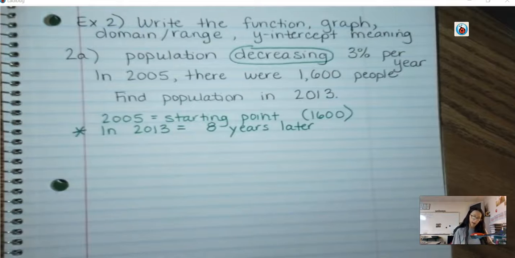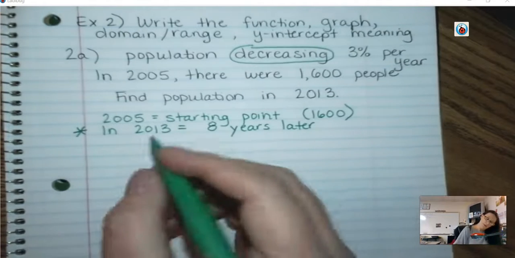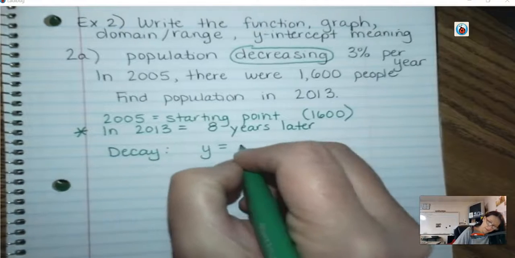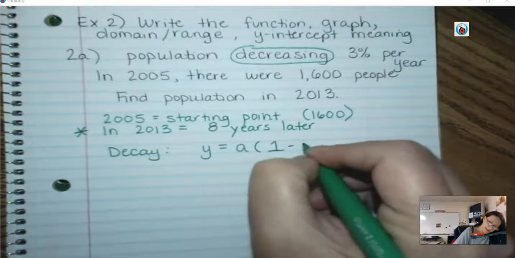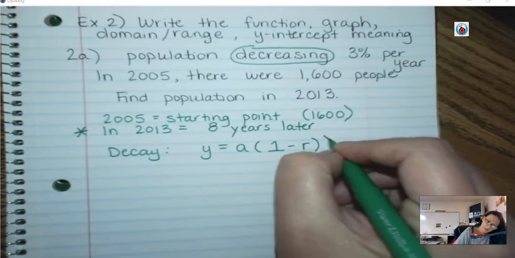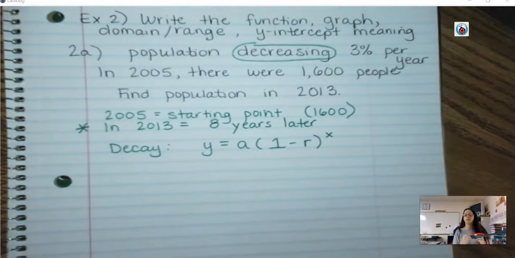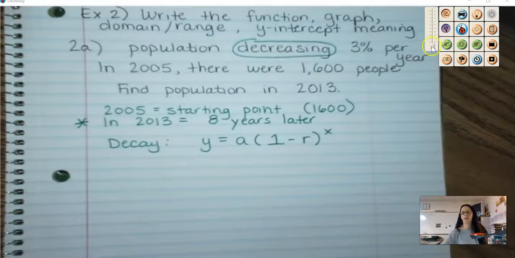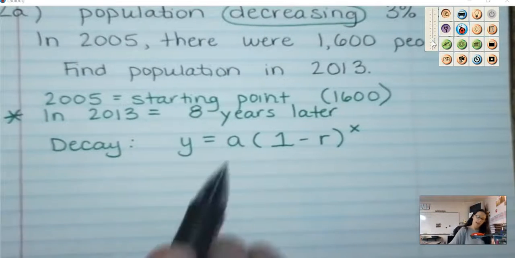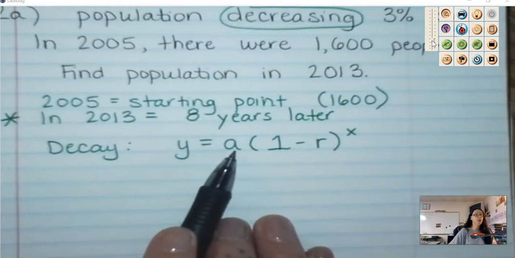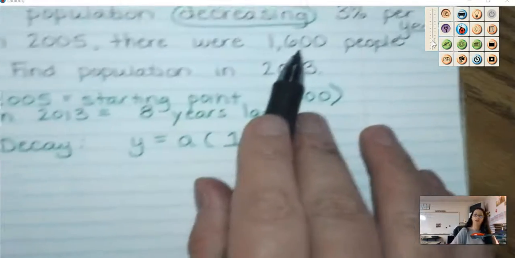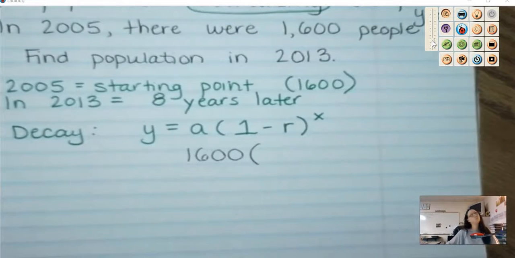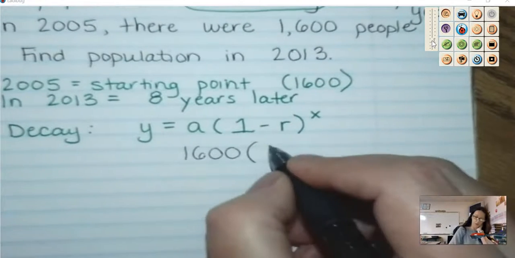Okay, so first let's go ahead and figure out the equation. For decay, the equation is y equals a times 1 minus the rate, to the t power or the x power. I don't care if you use x or t. Let's fill this equation in with the numbers that we know. A stands for the starting value, so the starting population. We started with 1,600 people, so put 1,600 in for A. And then we're going to do 1 minus.